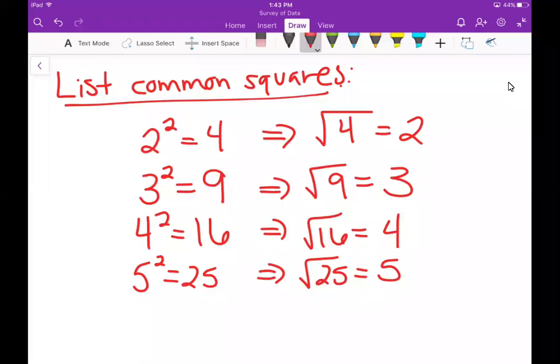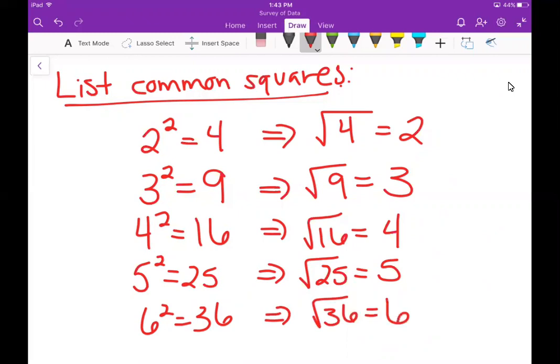But basically, for any other square root that's not in this list of common squares, you would continue. So you could continue with 6 squared being 36, and you would know then the square root of 36 by hand. But other than that, you're going to have to calculate square roots in your calculator. So again, make sure you can find that square root key in your calculator. It will look just like this symbol, the square root symbol.